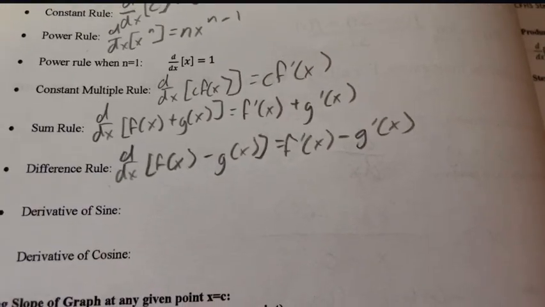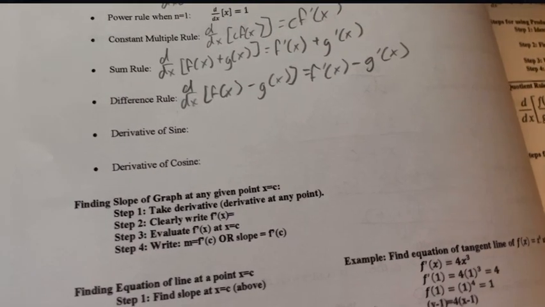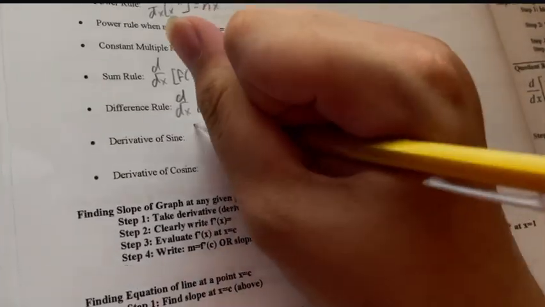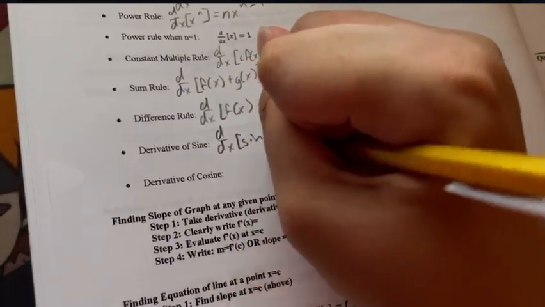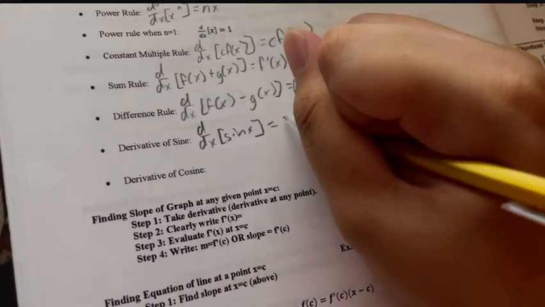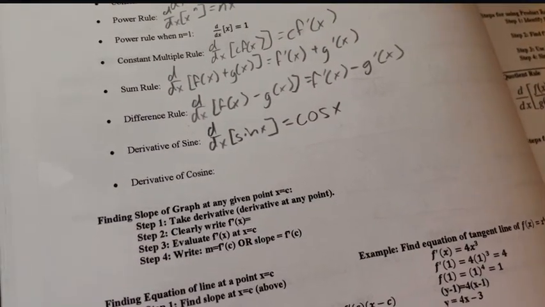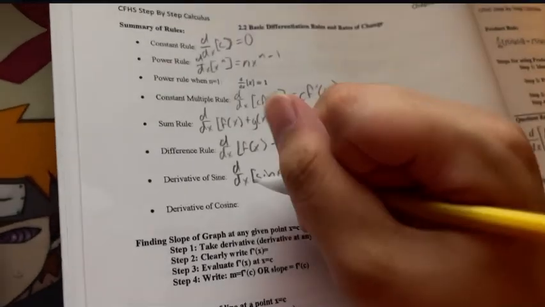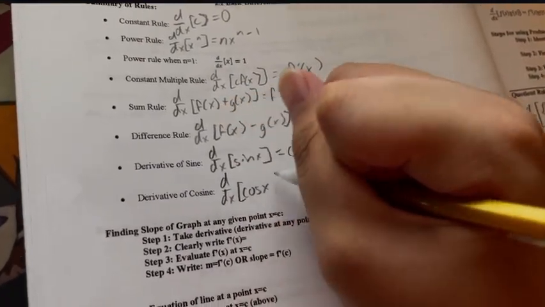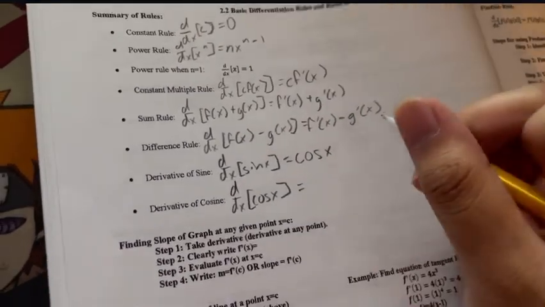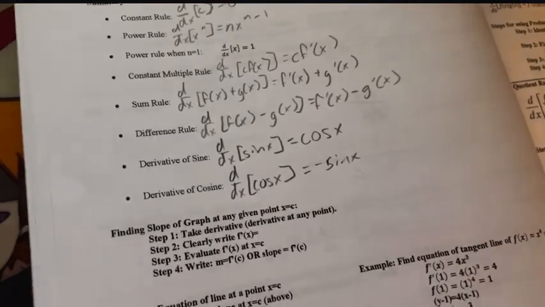There you go. The derivatives of sine and cosine. For sine, it is d over dx of sine x equals cosine x. For cosine, it's d over dx of cosine of x equals negative sine x.